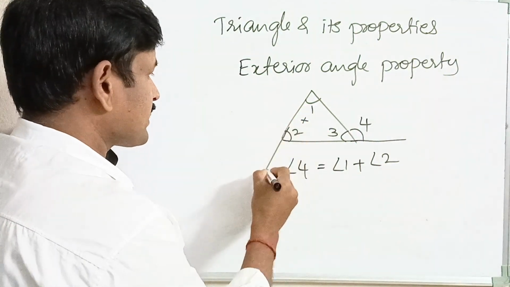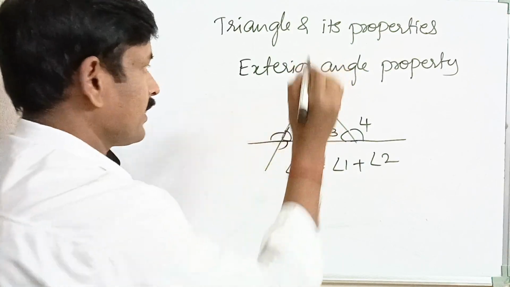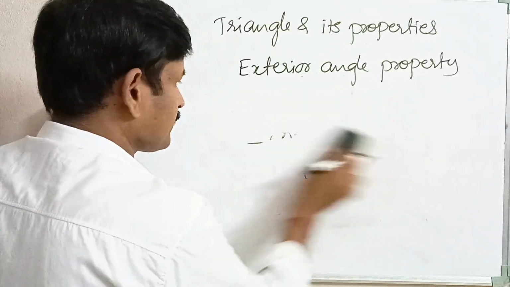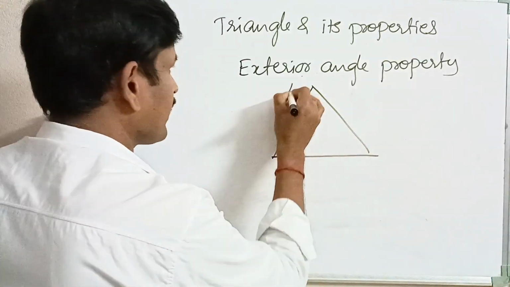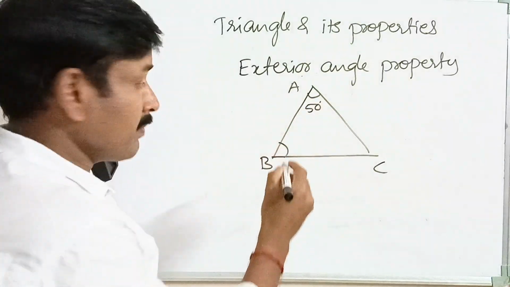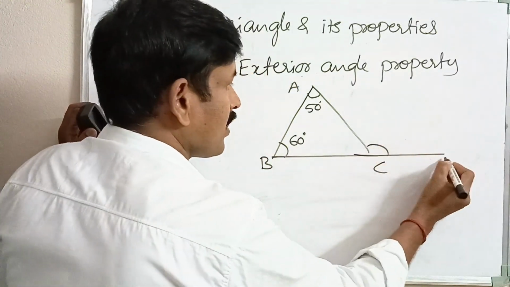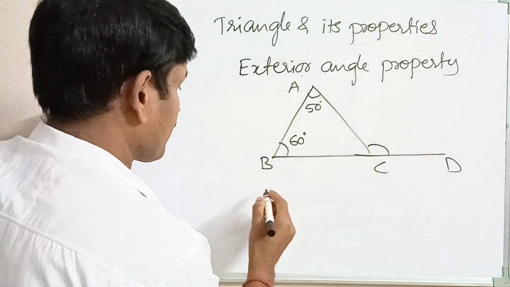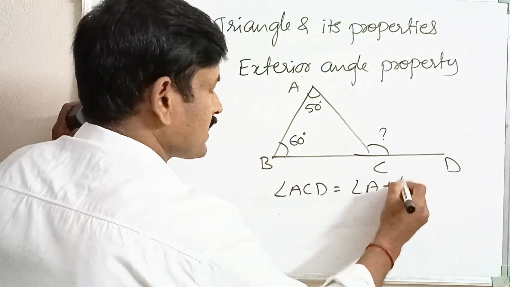A triangle has many exterior angles. Here an exterior angle is formed here and next to here. Let us observe with some examples. In this triangle ABC, angle A measures 50 degrees and angle B measures 60 degrees. Side BC is produced here. Angle ACD is an exterior angle. Here the measure of the exterior angle ACD is equal to angle A plus angle B.